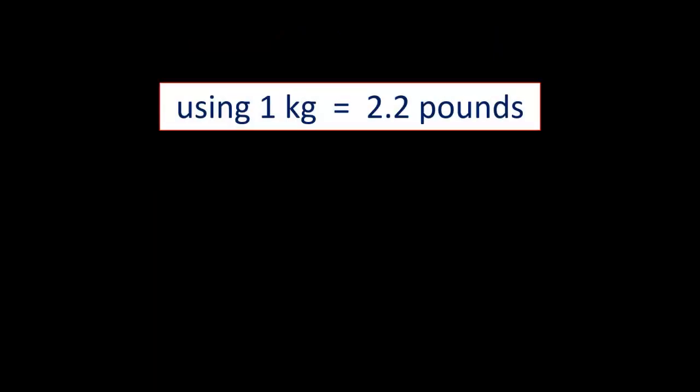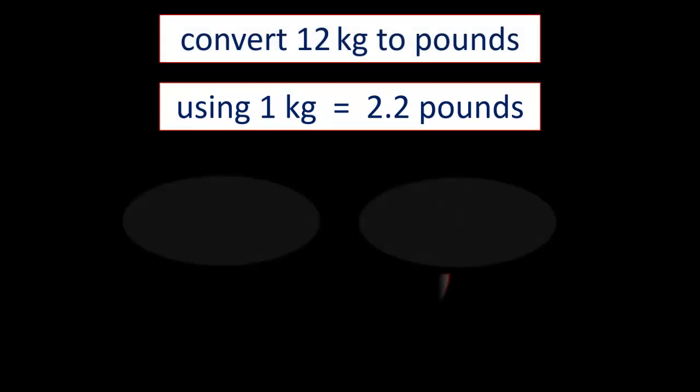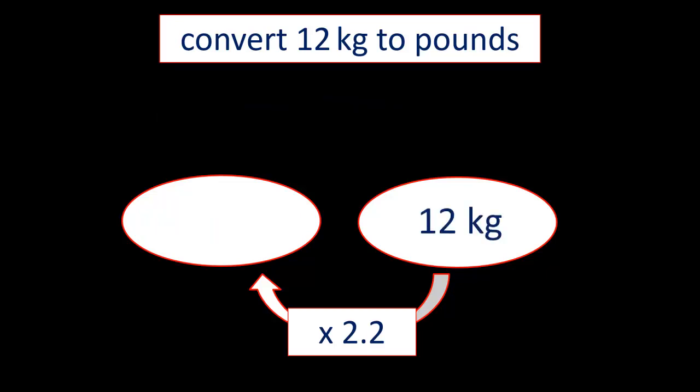Let's have a look when we go the other way. Using 1 kilogram is 2.2 pounds, convert 12 kilograms to pounds. Let's write down our conversion: 2.2 pounds, 1 kilogram. We are going kilograms to pounds, so we're going from 1 to 2.2, so the number gets bigger, so we're multiplying. Our 12 kilograms times 2.2 is 26.4.